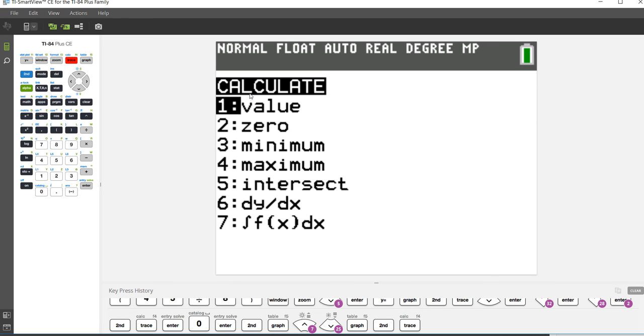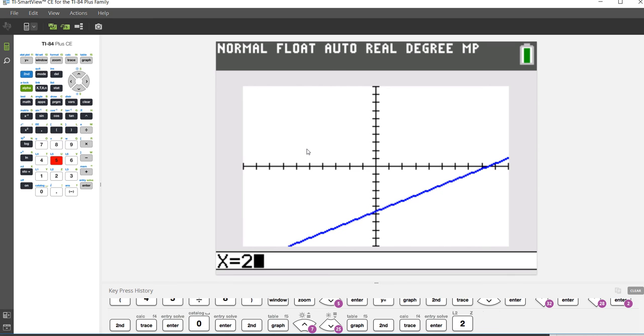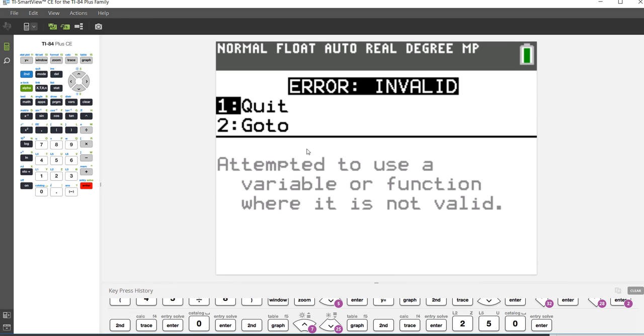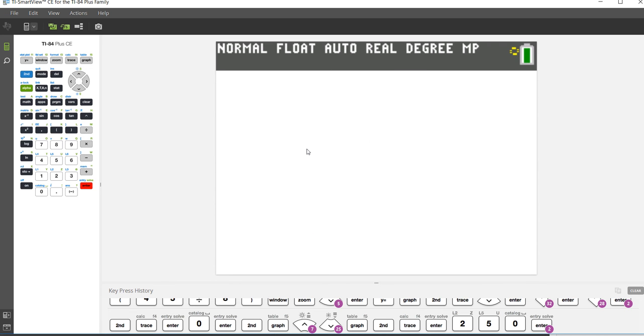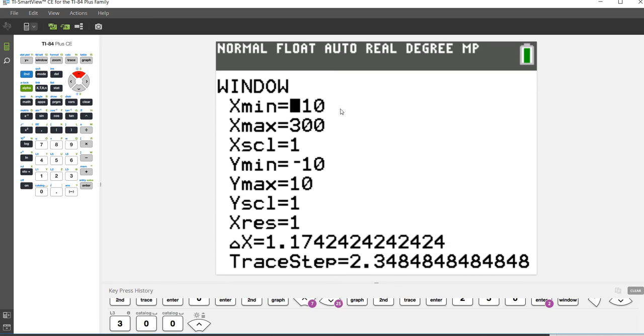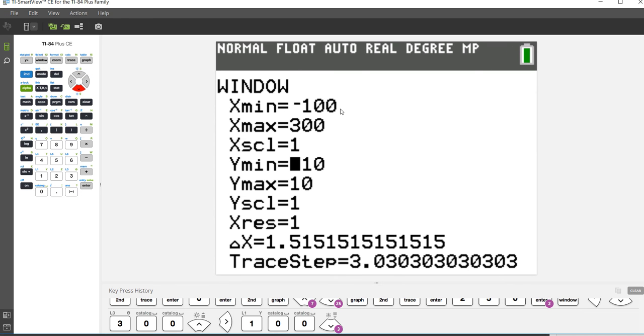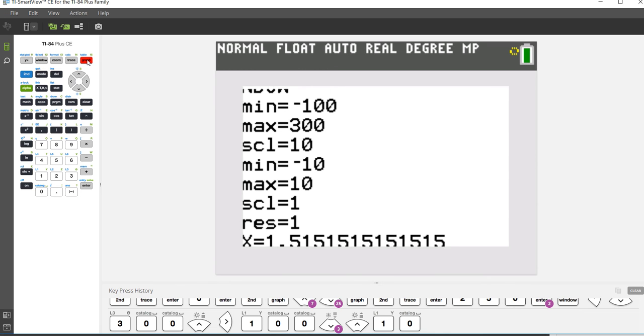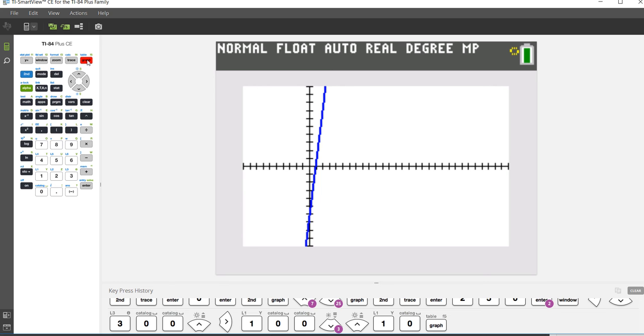So second calc, value, hit enter there. X equals 250. Remember, it's not on the graph. Error, because it's not there. I've got to widen my window out. I'm going to go up to x equals 300, and I'll do negative 100 just to even it out a little bit. I'll change my x scale to 10, I guess. And let's graph, see what that looks like.